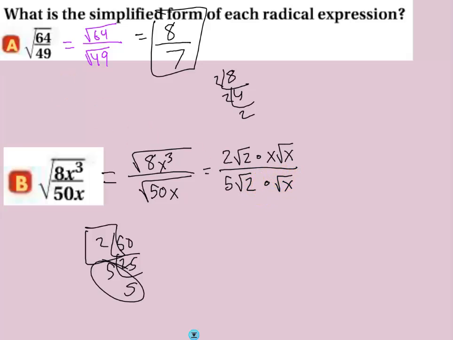Now I've got to see what cancels on the top and bottom. Since everything's being multiplied together, we can cancel things that match on the top and bottom. First thing that matches is the square root of 2's. Next thing is the square root of x's. So all I'm left with is 2x on top and 5 on bottom. So there's my simplified form.